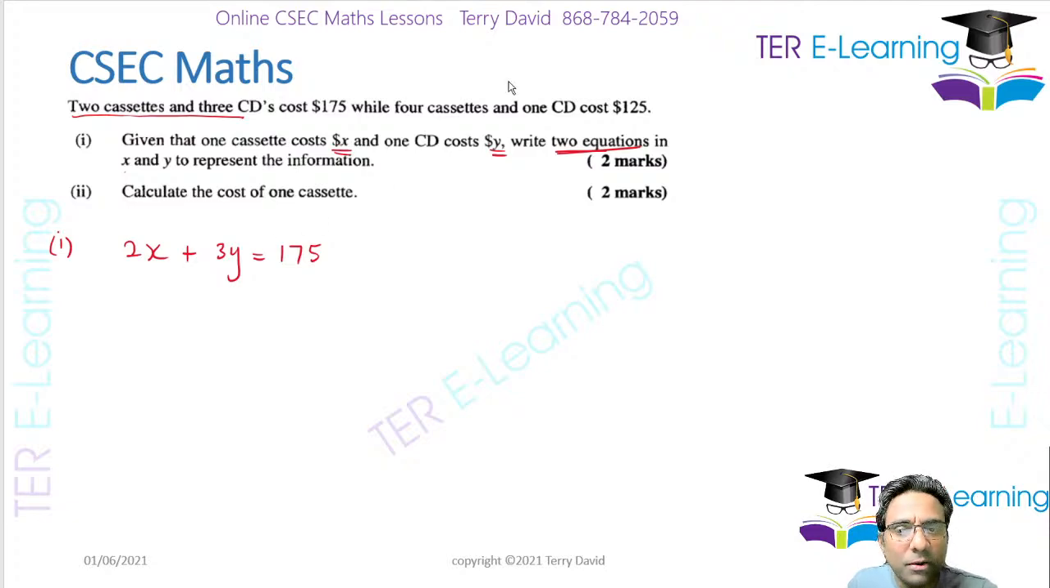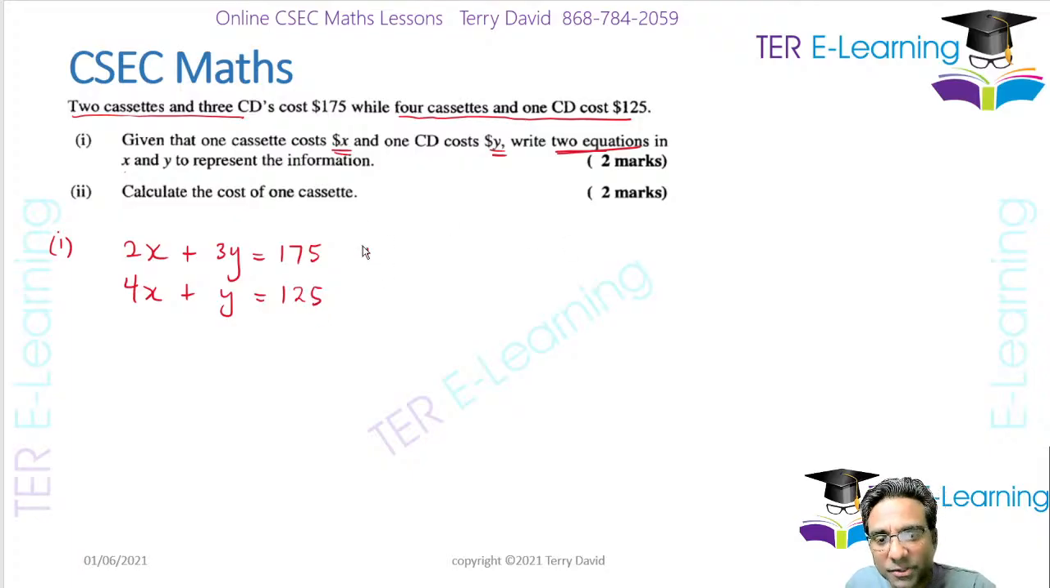The second part now, they said while 4 cassettes and 1 CD costs $125. So it's going to be 4X, right? That's 4 cassettes plus 1 CD. So plus Y is equal to $125, right? So these are my 2 equations here. So this is equation 1 and this here is equation 2, right? So that's the answer for part 1.